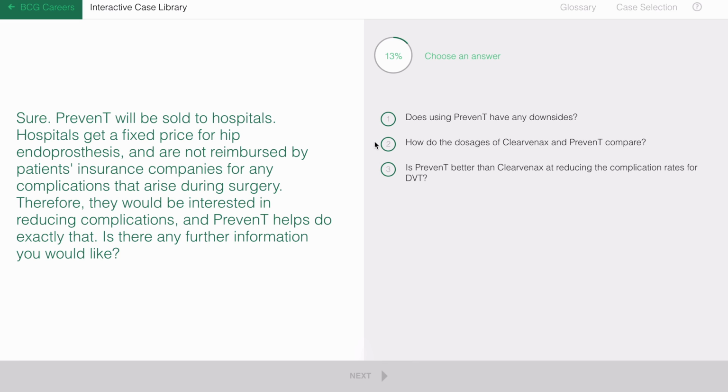Answer choice 2, the dosage doesn't really matter that much because that doesn't help us determine what the price of the drug is. And finally, for answer choice 1, I think it's helpful to know the downsides, but I think if you can identify what is the economic value that you're delivering to hospitals, that takes into account the downsides already. So answer choice 3 here is the best.